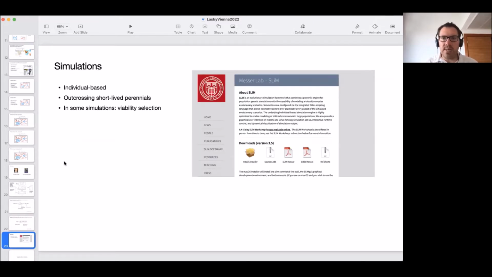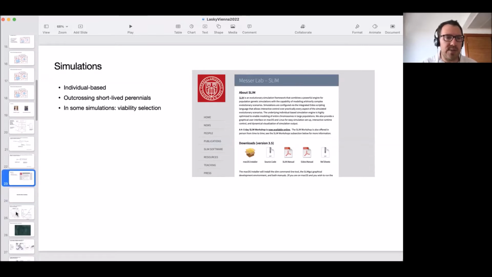I'm going to start out showing you some individual-based simulations using the SLiM software. These are using a life history that is approximately an outcrossing, short-lived perennial, when I'm thinking about plants. Some of the simulations below will have spatially varying viability selection, but we start out with neutral simulations where there's no selection.